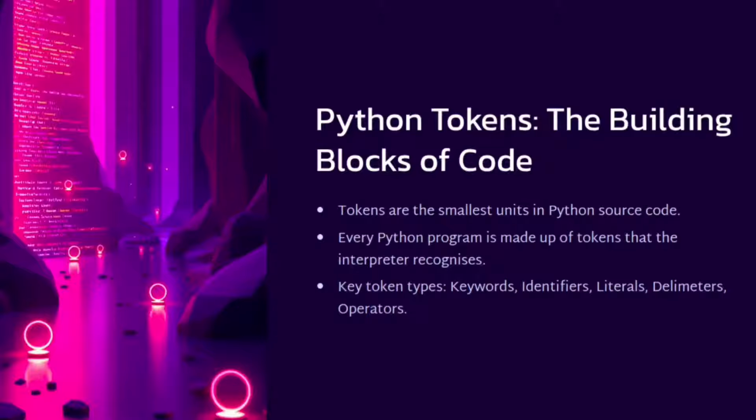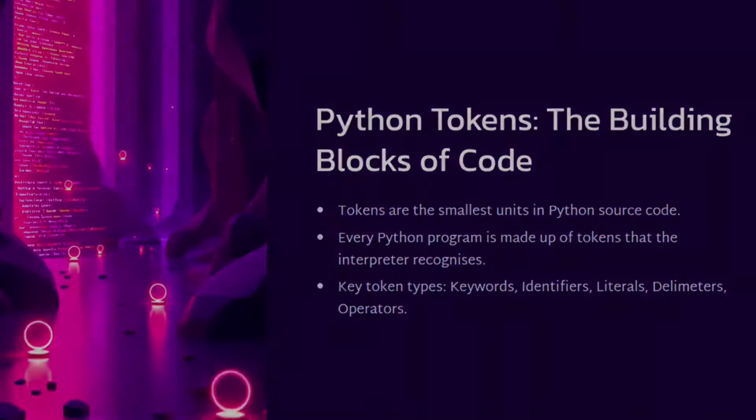Tokens are the smallest unit in Python code, which allows the interpreter to understand each instruction, and all the statements are created by the combination of these tokens. Python comes with 5 major tokens: keywords, identifiers, literals, delimiters, operators, etc. Let's talk about each of them one by one.